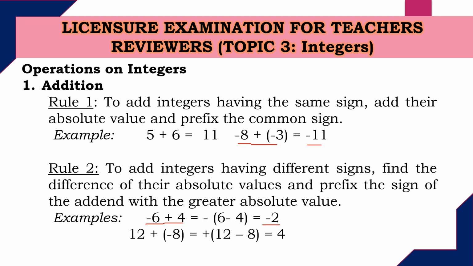Next, we have 12 plus negative 8. So, since they have different sign, we will subtract 12 and 8, and that is 4. Since 12 has higher absolute value, then we will follow the sign of 12, which is positive. So, we have positive 4.